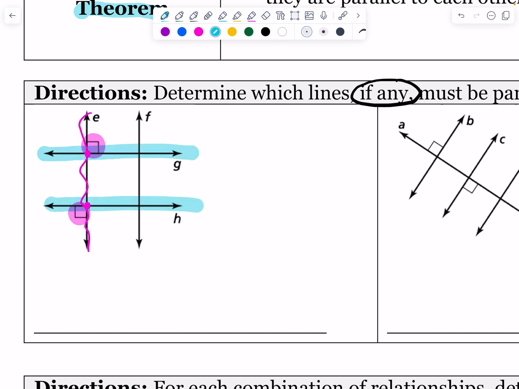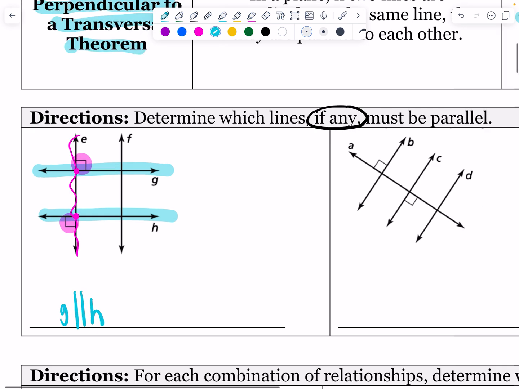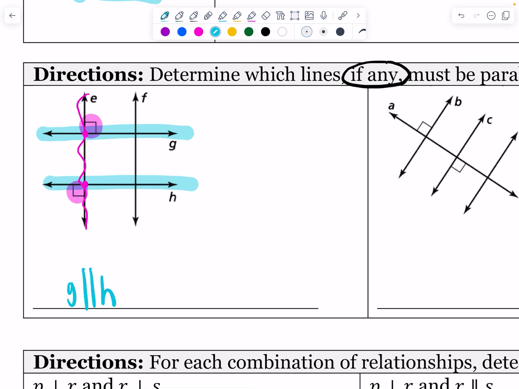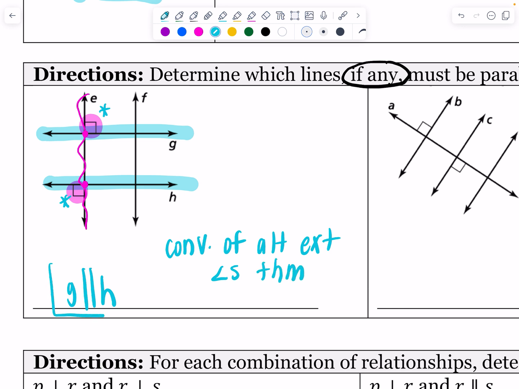And so what lines can we say are parallel? We would say that G is parallel to H. I don't think it has us give a reason, but if I wanted to give a reason, we would say the converse of what kind of angles are those? Those are alternate exterior, converse of alternate exterior angles theorem. G and H have to be parallel because the alternate exterior angles are both right angles, and so those are congruent to each other. And so boom, parallel. G and H must be parallel.